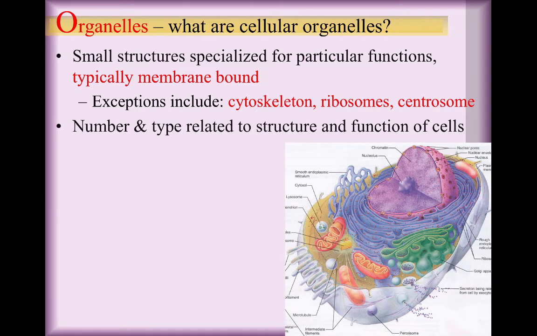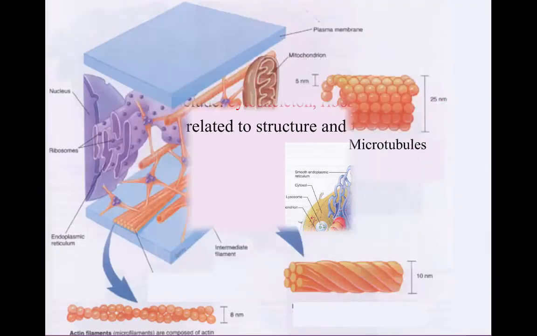The number and type of organelles that we find in a given cell are going to be related to both the structure and the function of the cell. And so some cells are going to have a lot more cytoskeleton. Some cells are going to have a lot more rough endoplasmic reticulum. Some cells will have a lot more smooth endoplasmic reticulum. And you'll be able to determine that from knowing structure and function of the cell.